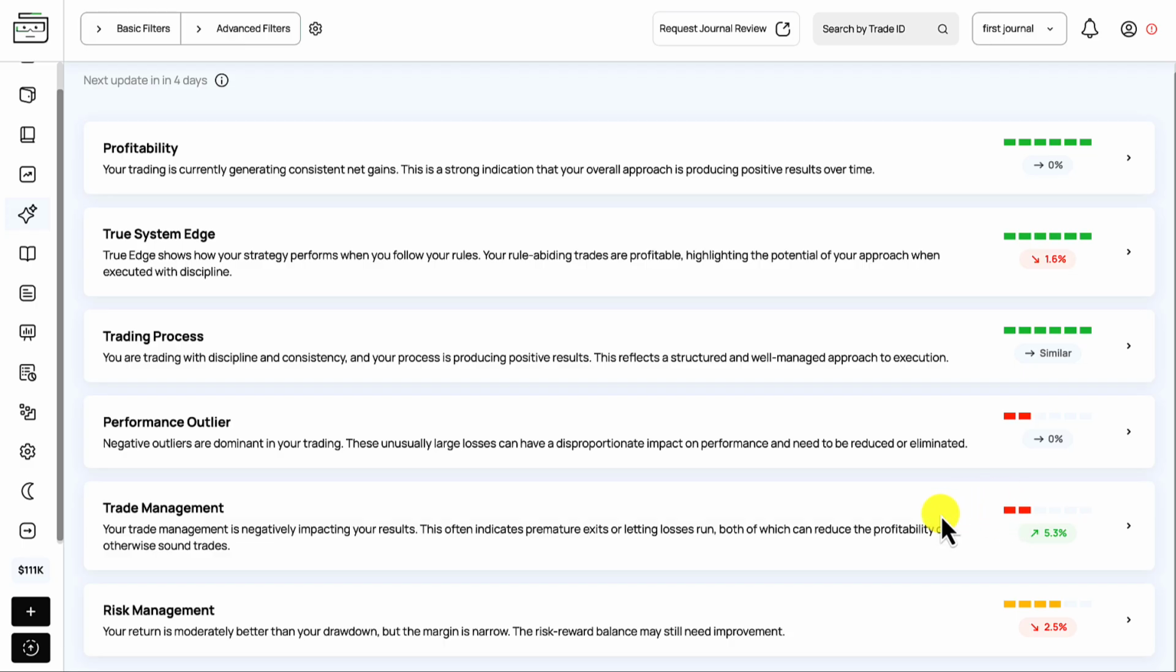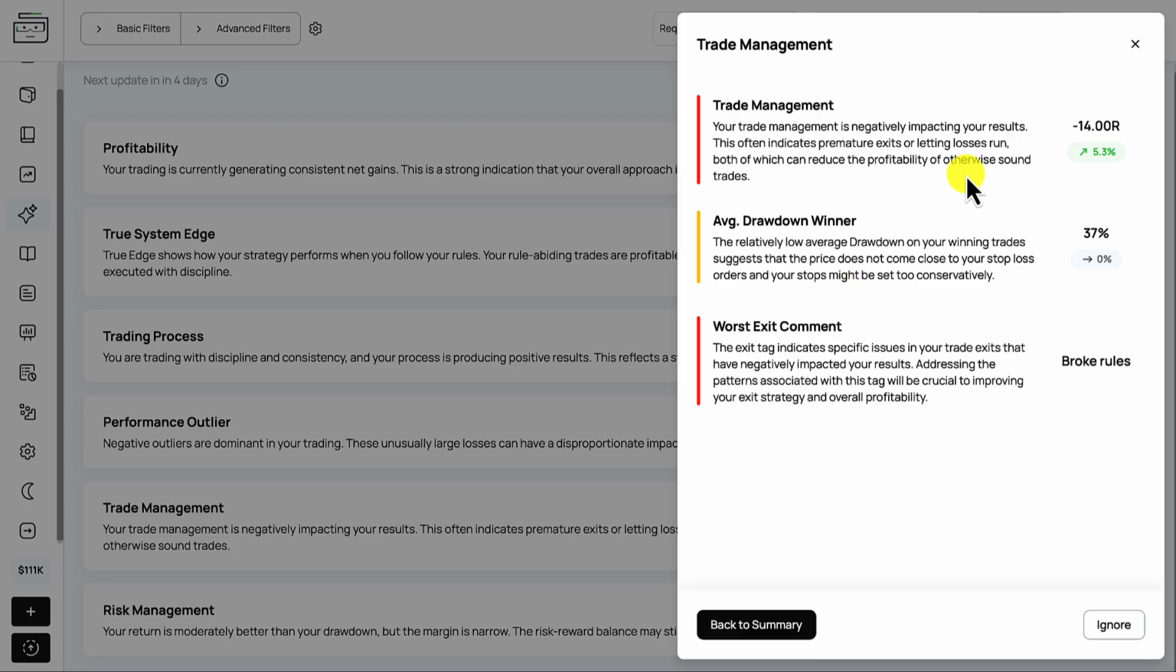Here we see a red rating, and once you click on the trade management category, it opens a sidebar with additional inputs. So here we see the trade management, and this is something that we've seen in the last video, which we called R gained or R lost by managing. And here we can see that this trader is losing 14 R by actively managing the trades. This means that currently this trader is leaving quite a lot of performance on the table and he is mismanaging his trades. So this is a very good starting place for the trader because he knows there's a lot of room for improvement for this trader.